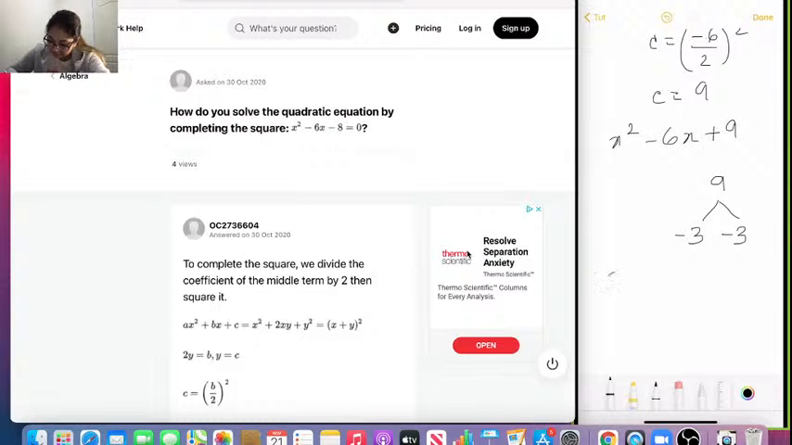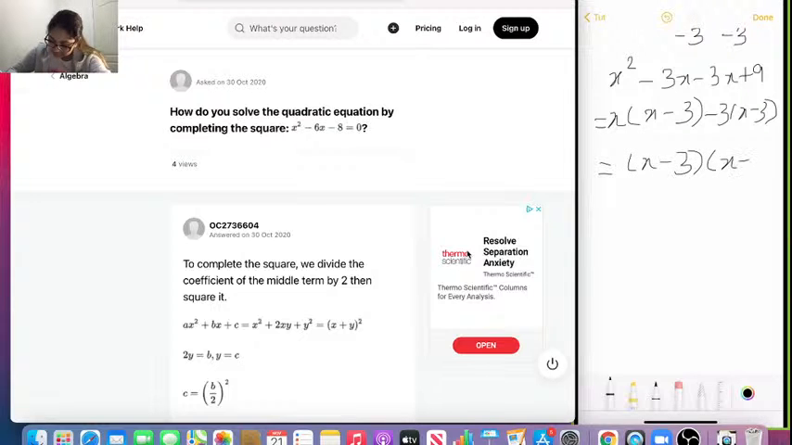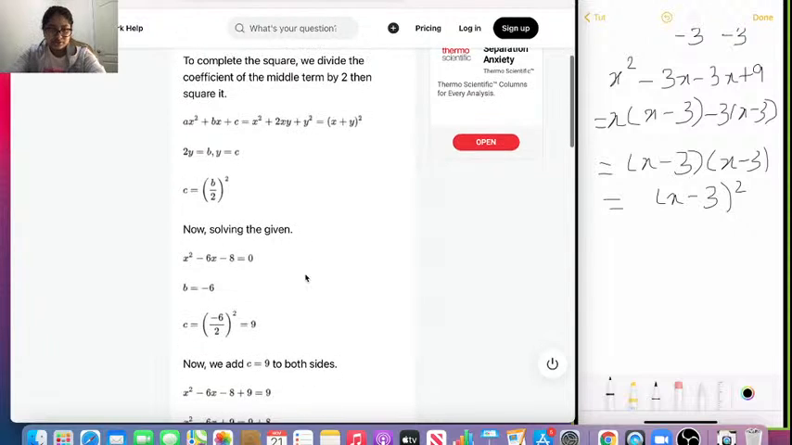So what we're going to do here is we have x squared minus 3x minus 3x plus 9, and so then we just common factor here, x minus 3, and we have -3, x minus 3, and so ultimately we get (x minus 3), and so this equals (x minus 3) squared. And so this is the answer.